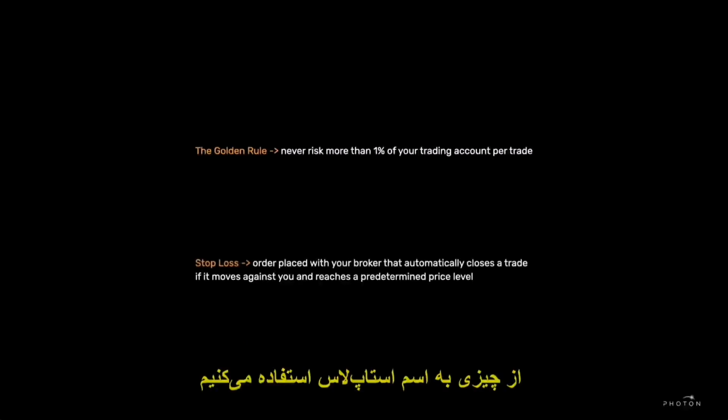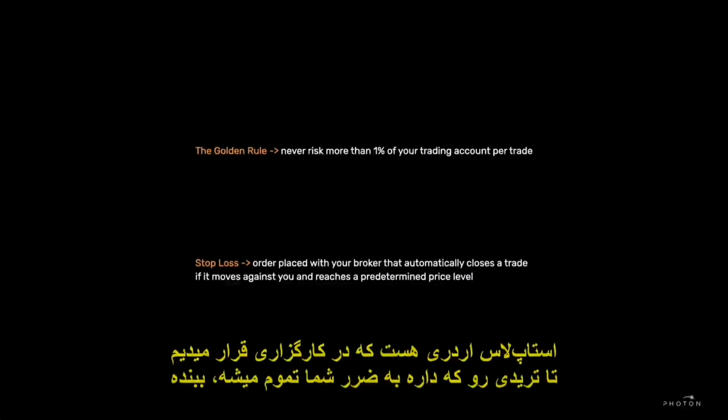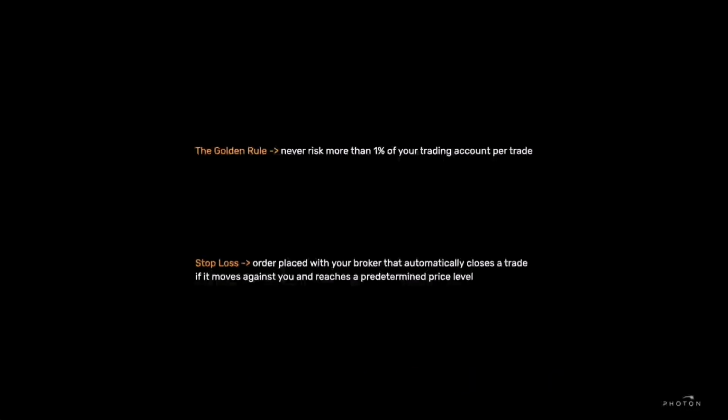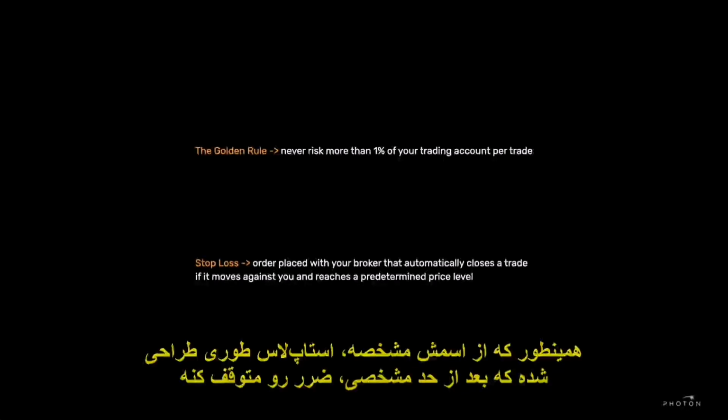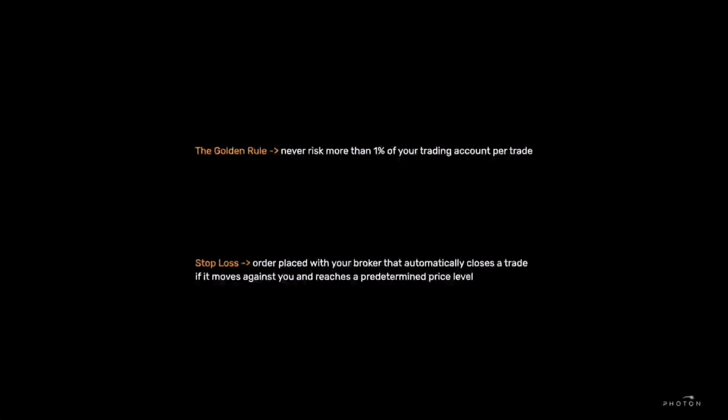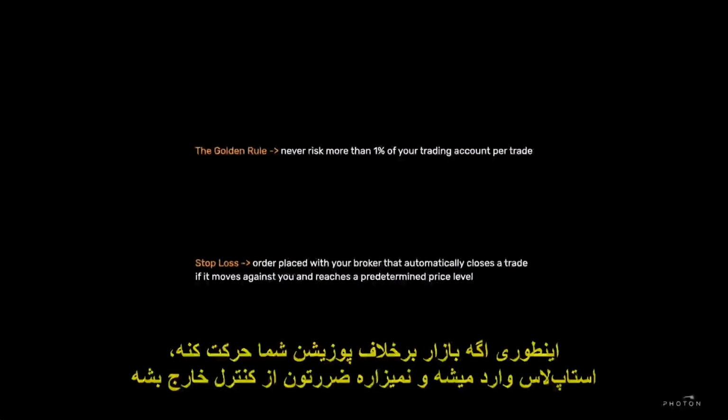Well, we use something called a stop loss order. A stop loss is simply an order placed with your broker that closes a trade if it moves against you and then reaches a predetermined price level that you set. As the name indicates, a stop loss is designed to stop any loss after a certain point. So each and every time that you place a trade, you must also enter a stop loss order. That way, if the market moves against your position, it can only move so far before the trade is taken off the table for a small calculated loss.